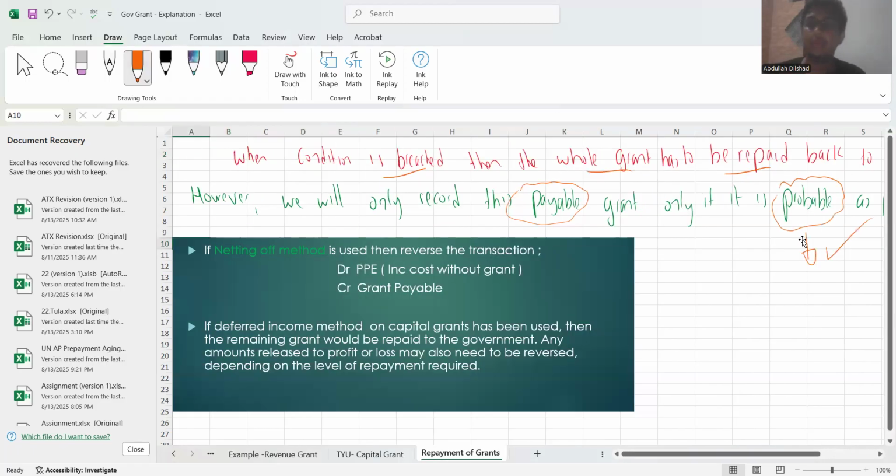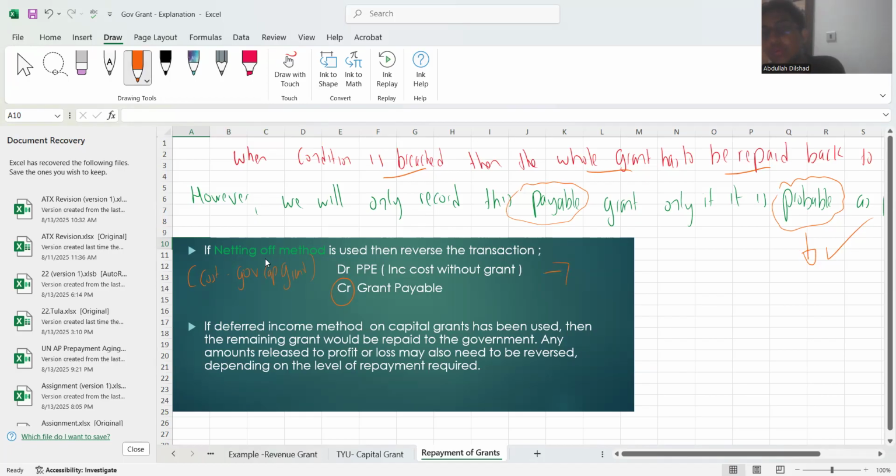Now, I did not have time to write the double entry, so from your tutes, I have taken a snipping and attached the double entry. If you use the netting off method, what is the netting off method? Netting off method is the cost minus government capital grant. What you will be doing, you need to repay the grant, so that will be under your non-current liability, which is a credit. And you will be debiting your property, plant, and equipment.